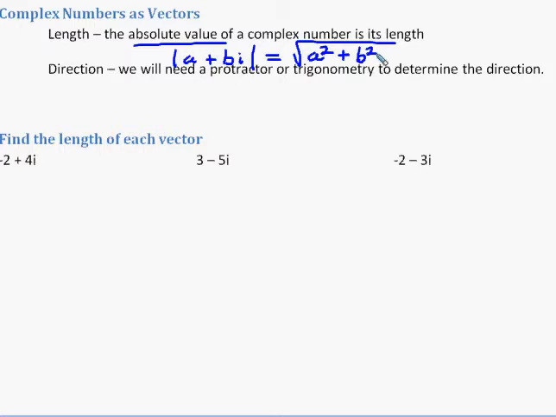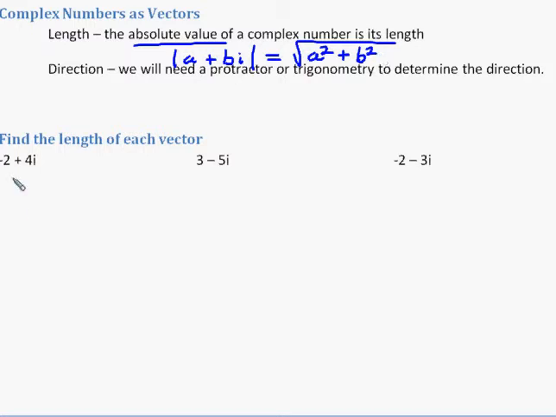And then direction. We would need a protractor or trig to determine the direction. We haven't done trig yet in this course. We will do that later, and then we could come back to this and find the direction in which these things are going. So find the length of each vector. We're not doing direction, we're just doing length right now, which is really just a review for us because the length is the absolute value of the complex number.